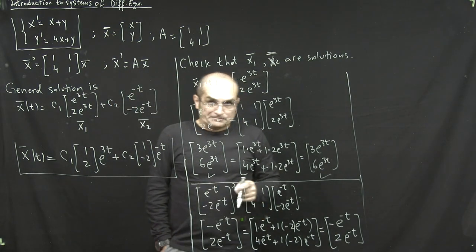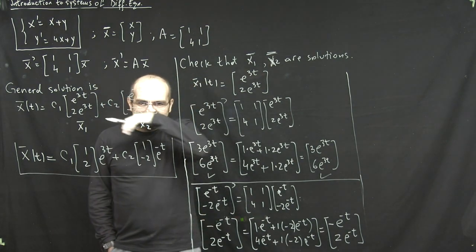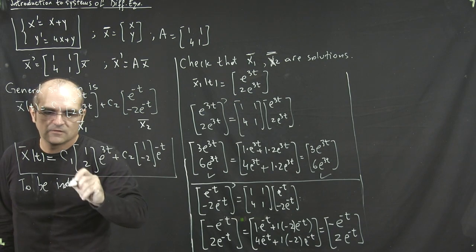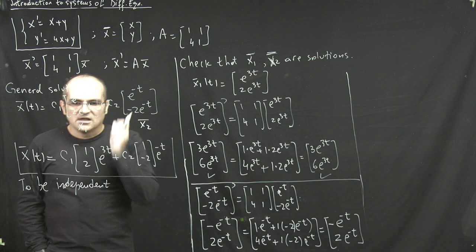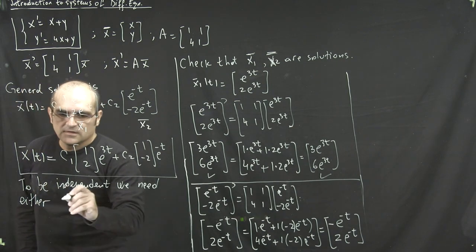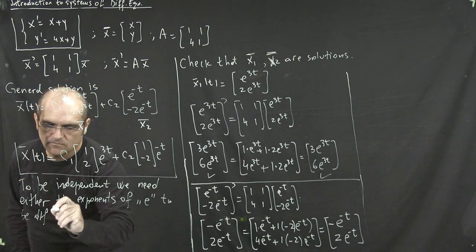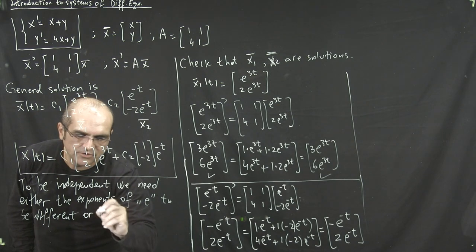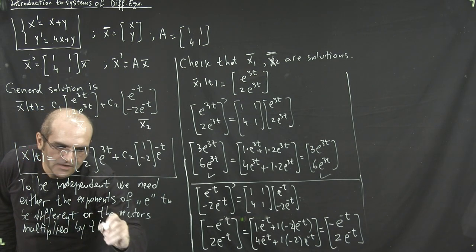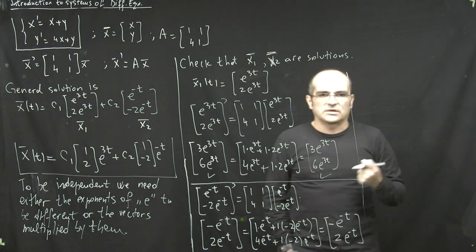One thing to keep in mind before we move on: like I said, to fully solve the homogeneous system, you need 2 independent solutions. What makes them independent? Maybe we should write it here. This is just anticipating a little bit. To be independent, we need either the exponents of e to be different, or the vectors multiplied by them. That's basically a verbal description of me saying you need either different eigenvalues or different eigenvectors.